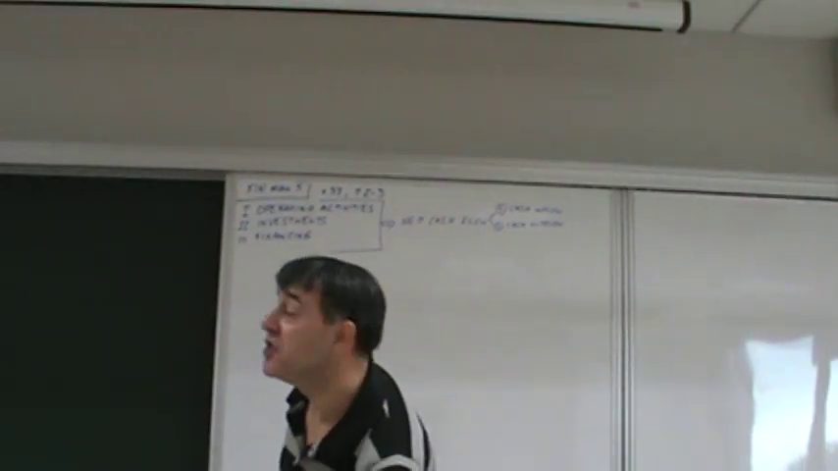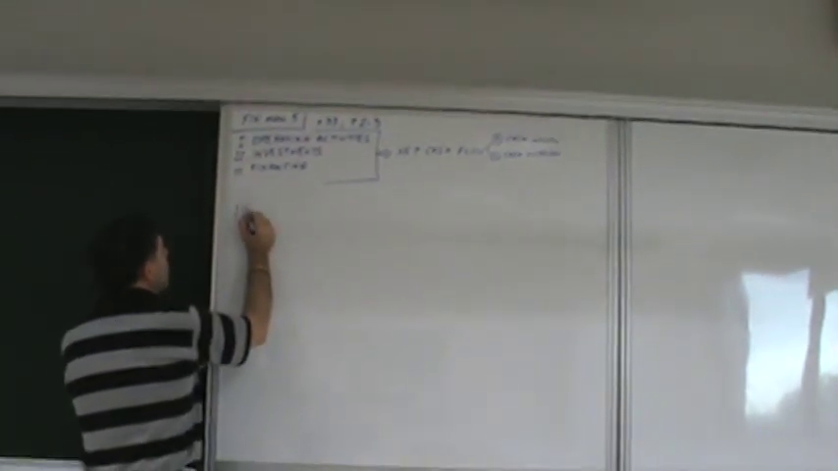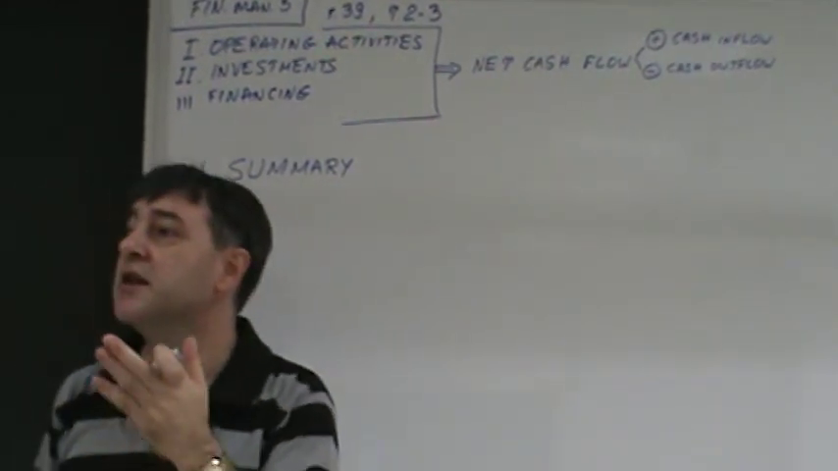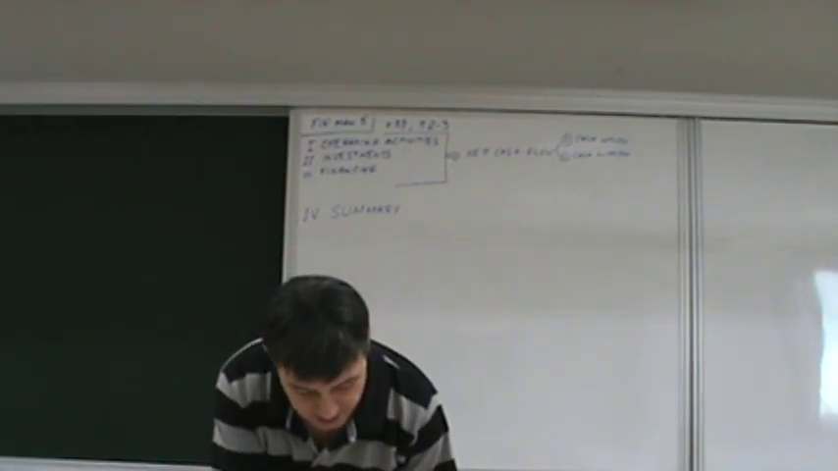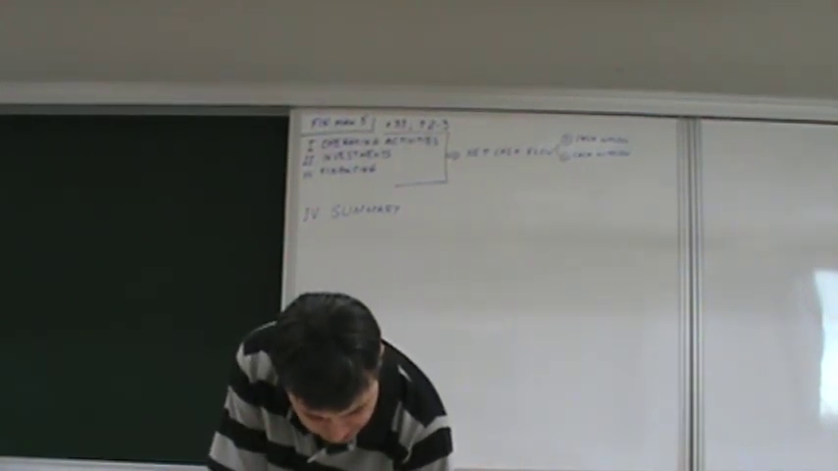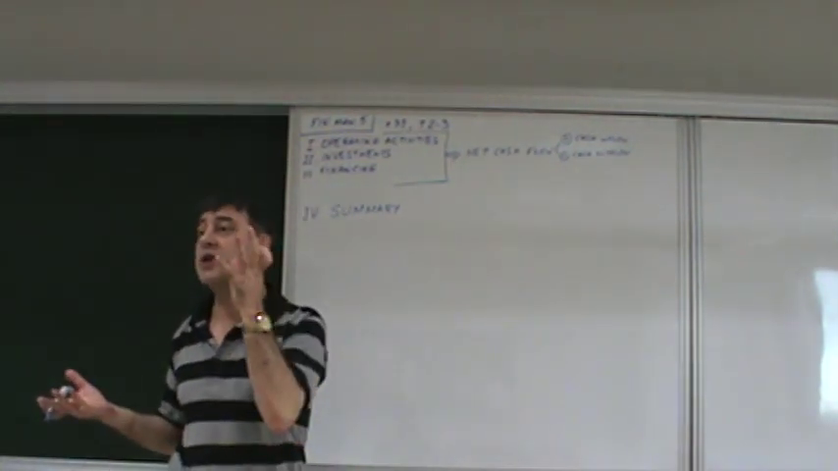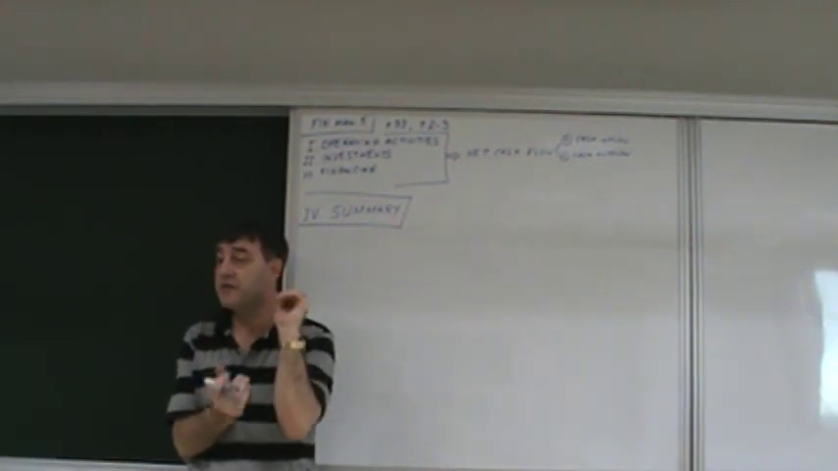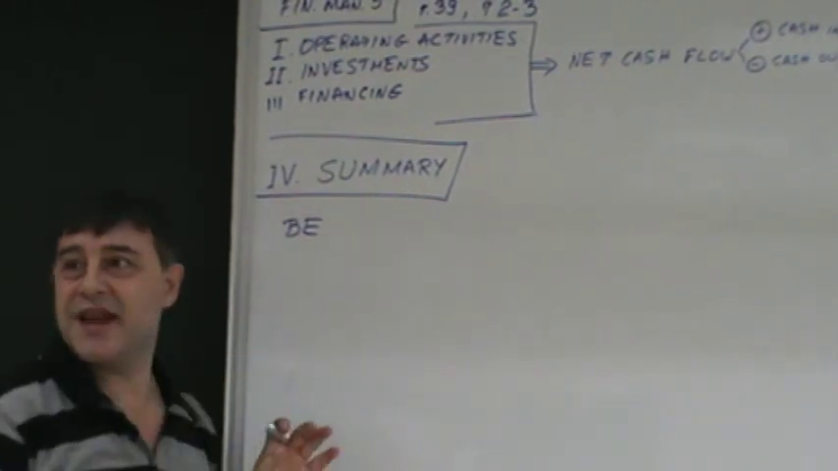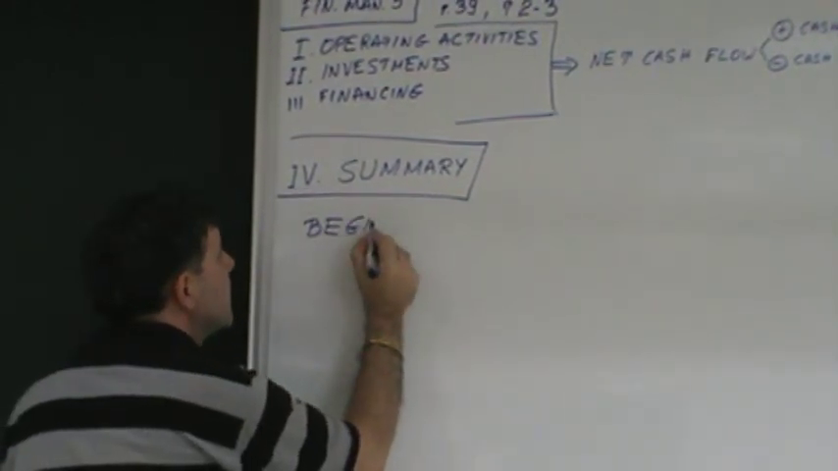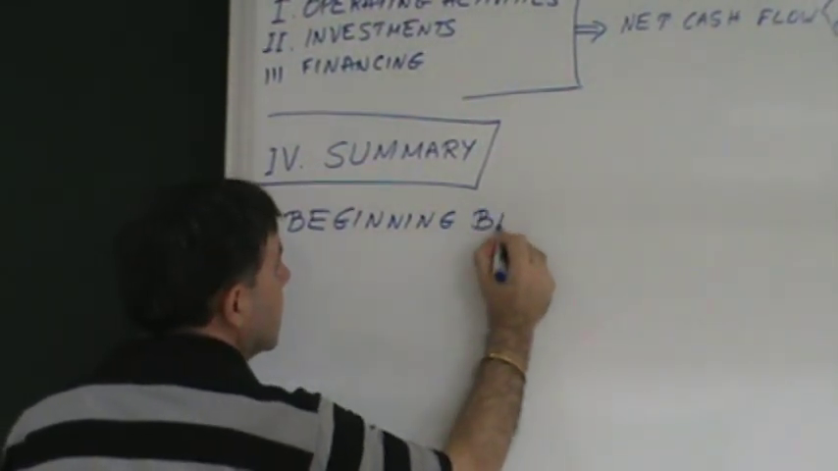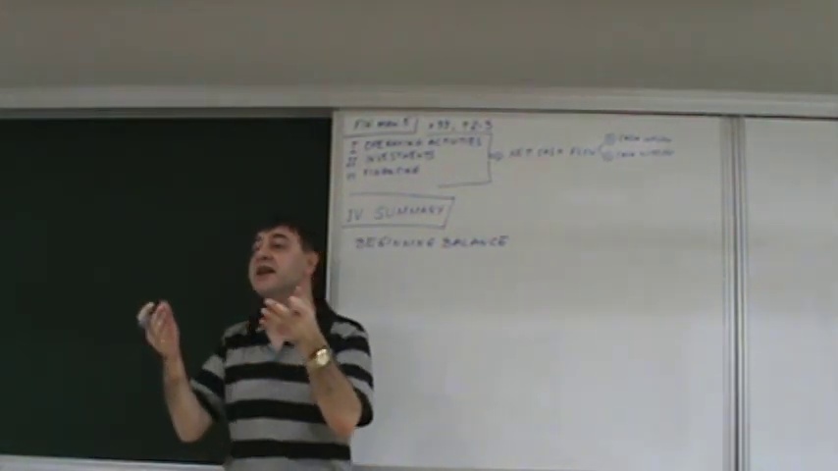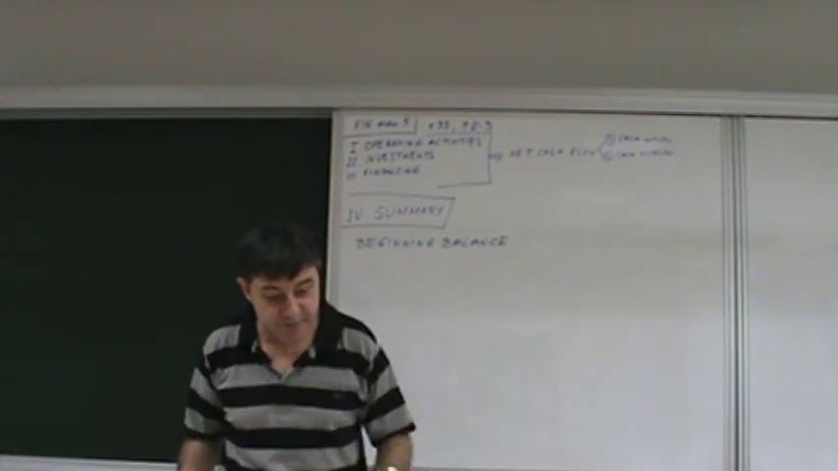And now we come to section number 4, which is the summary. And the summary section is actually fairly simple. Let me see how they have it over here. Cash equivalents and cash. It's actually amazingly simple. Cash is basically a stock variable. So in the most elementary accounting that you ever have, you have the beginning balance. When we say beginning balance, we mean beginning cash balance.